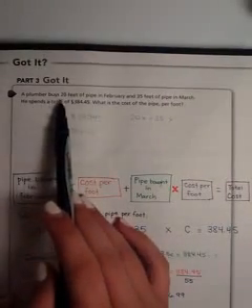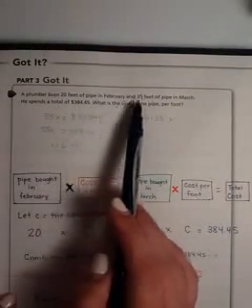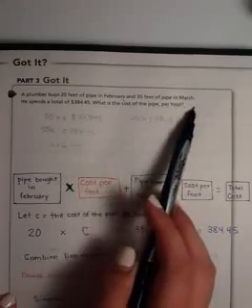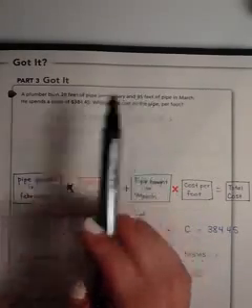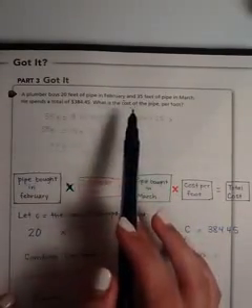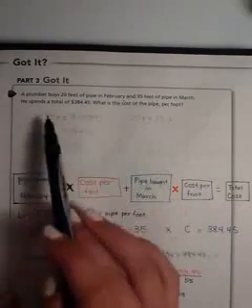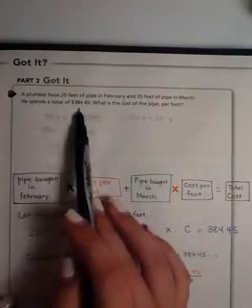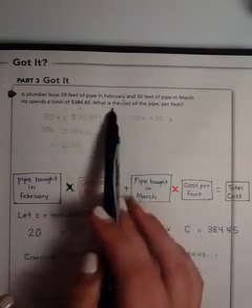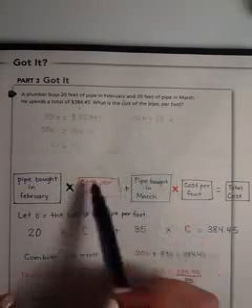Now, a plumber buys 20 feet of pipe in February and 30 feet of pipe in March. Now, this pipe is the same type of pipe, so we only need one variable to represent the pipe in February and the pipe in March. But he spent a total of $384.45. What is the cost of the pipe per foot?